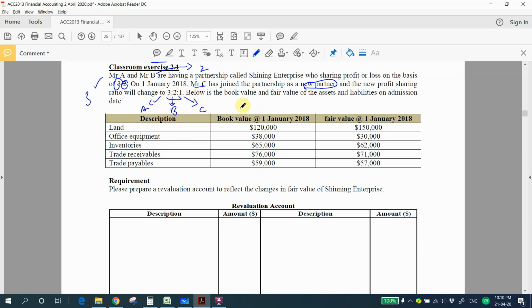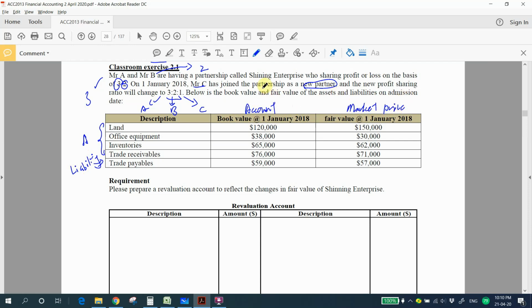Below is the book value and fair value of the assets and liabilities on the admission date. From here we can see these are the assets and liabilities of the company. The first up to the fourth one are the assets of the company, and the rest are the liabilities of the company. This is the book value, which is the amount that we record in the account. Fair value, we can refer to the market price.